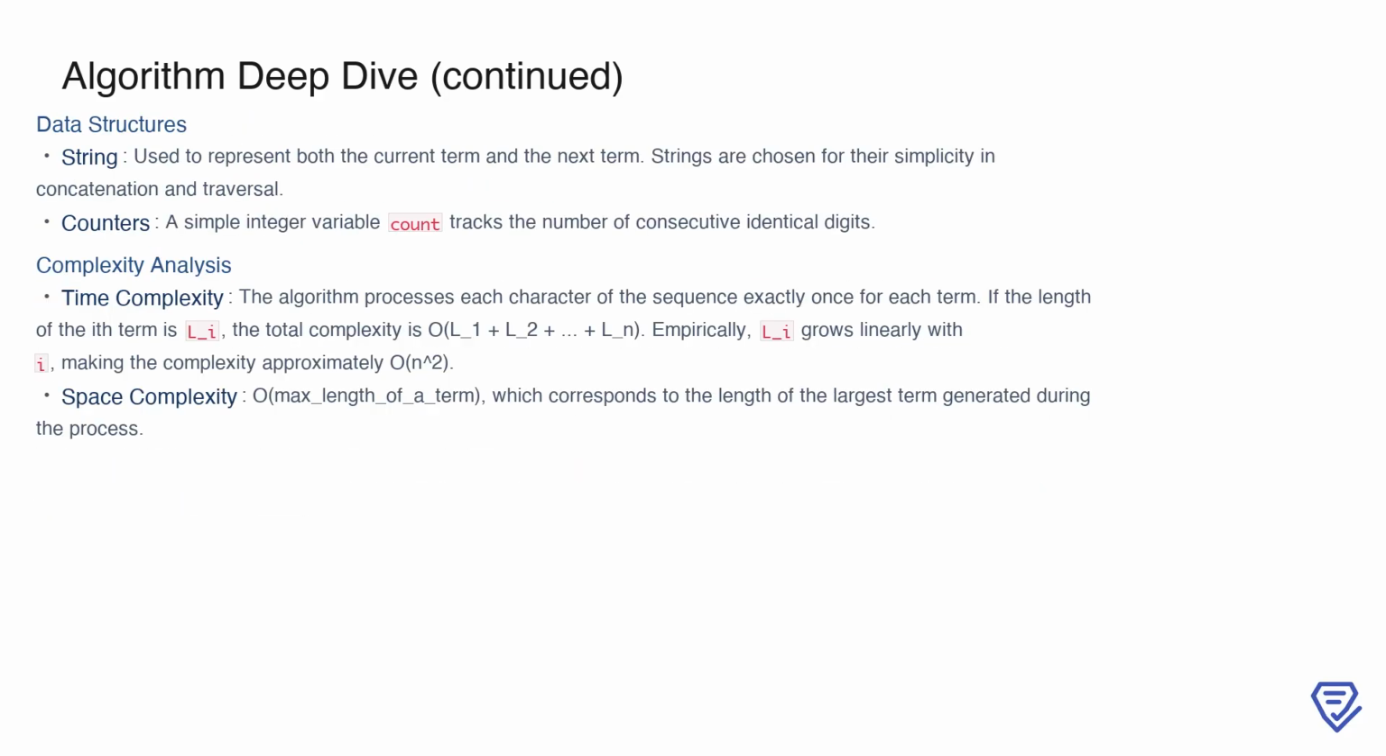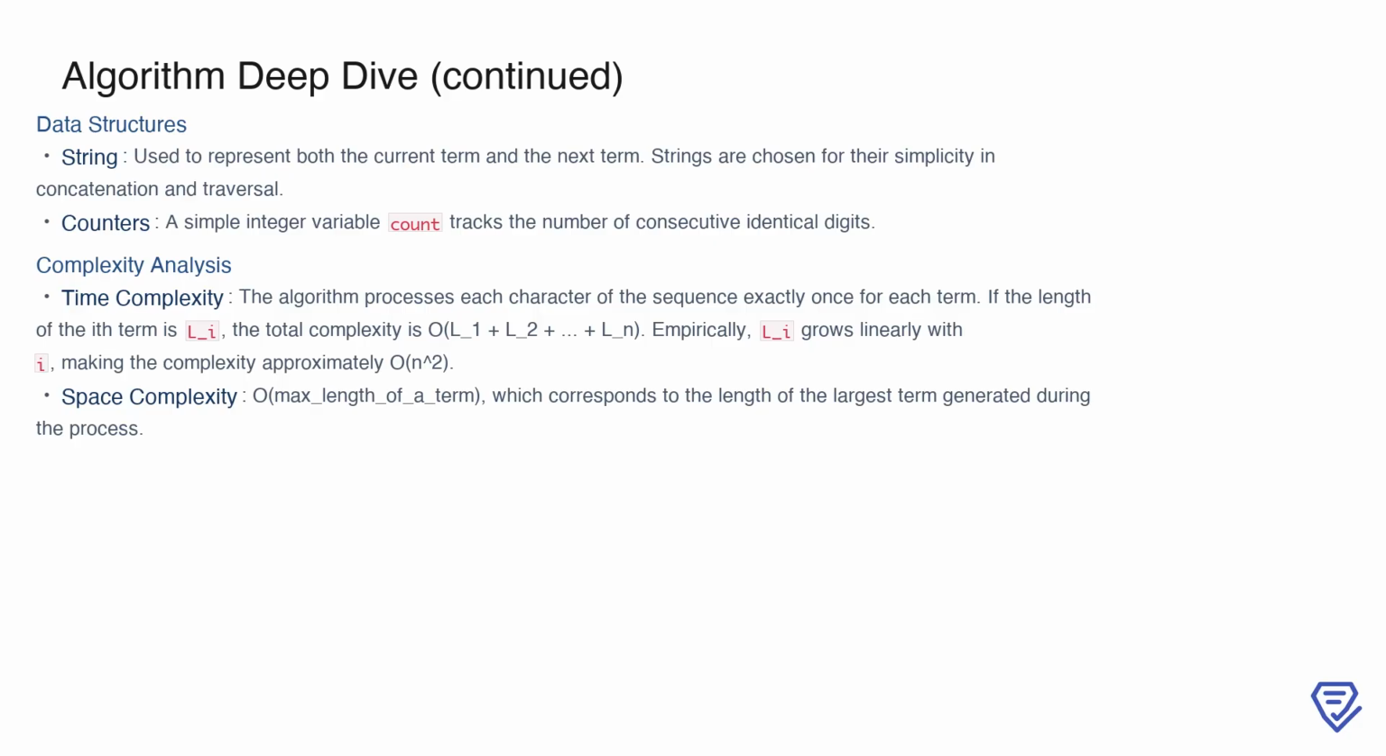The data structures used in this algorithm are simple yet effective. Strings are the primary choice for representing both the current and next terms. They allow for straightforward concatenation and traversal, which are key operations in this problem. Additionally, a single integer variable, count, is used to track the number of consecutive identical digits, making the implementation clean and efficient.